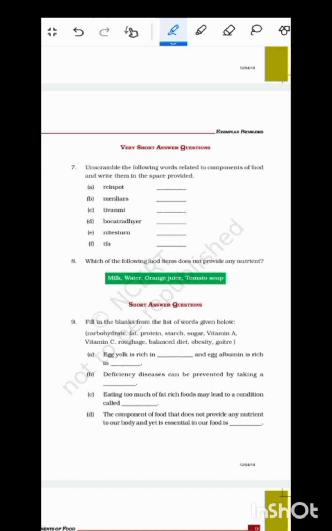Milk contains calcium, vitamin D, protein. Orange juice, it's a citrus fruit, contains vitamin C. Tomato soup, it contains obviously dietary fibers and other more vitamins. And water does not contain any nutrients, but it is very necessary for our body well-being.